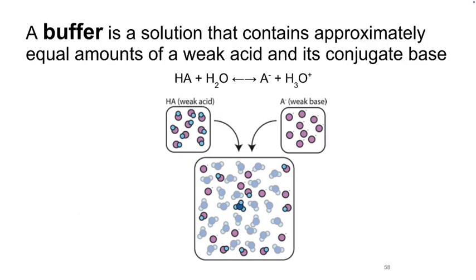Okay? Which then takes us to the next system. A buffer is a solution that contains approximately equal amounts of the weak acid and its conjugate base. This is why we could use the Henderson-Hasselbalch when that comes in. So we have equal concentrations, more or less. What is the point of a buffer? What is it going to do?